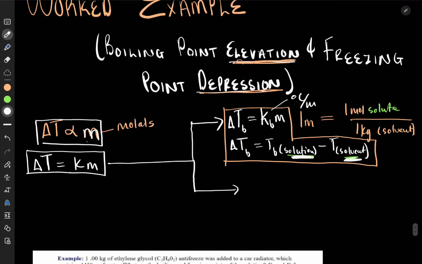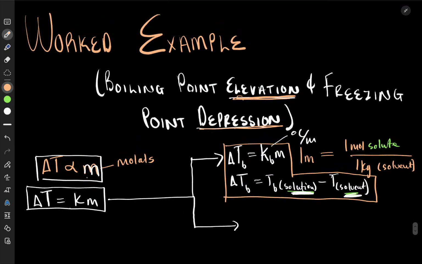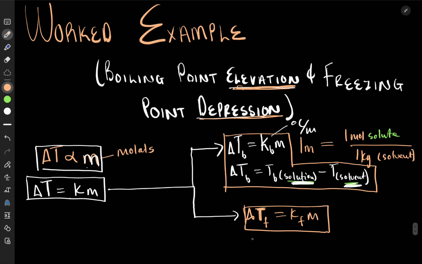Now for freezing it is the same thing. We're now just saying the change in temperature in the freezing temperature. This is the freezing point depression. Depression means it goes down. This is just equal to the freezing constant times the concentration in molality, Km. So remember that delta T is Km. Don't ever forget it. For freezing, you put delta Tf is Kf times the molality. These don't change whether it's freezing or boiling.